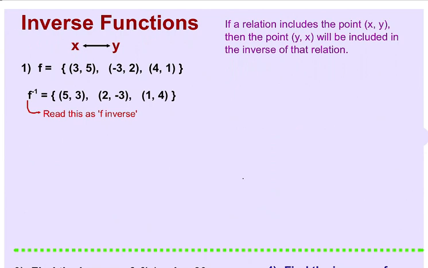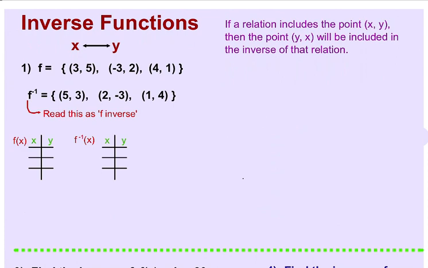It's just that in each of the three new coordinates, or the three coordinates on the inverse, we have switched the x and the y. Remember, x is an input, y is an output. So in the original function, when 3 is an input, 5 is an output. In the inverse of that function, it's the other way around.